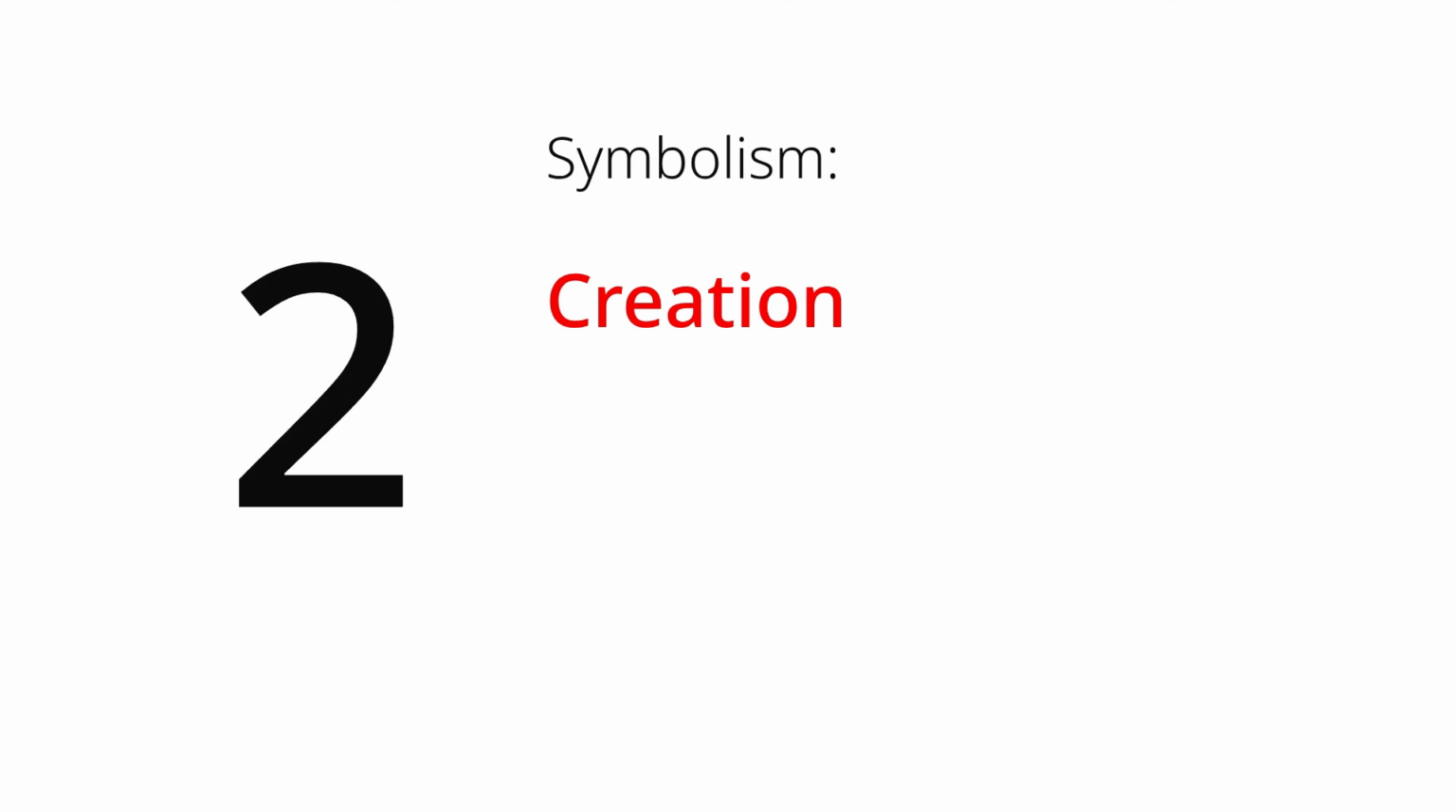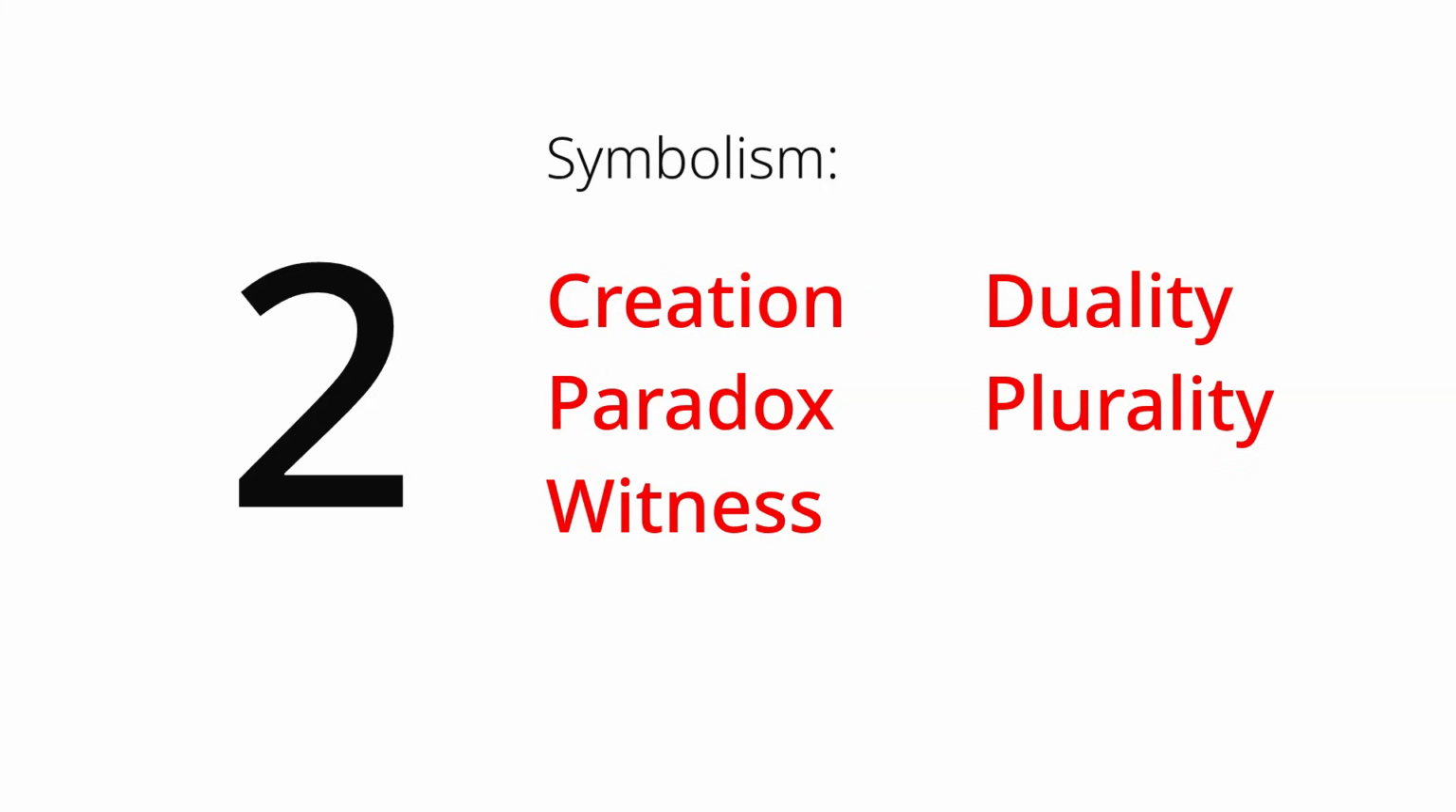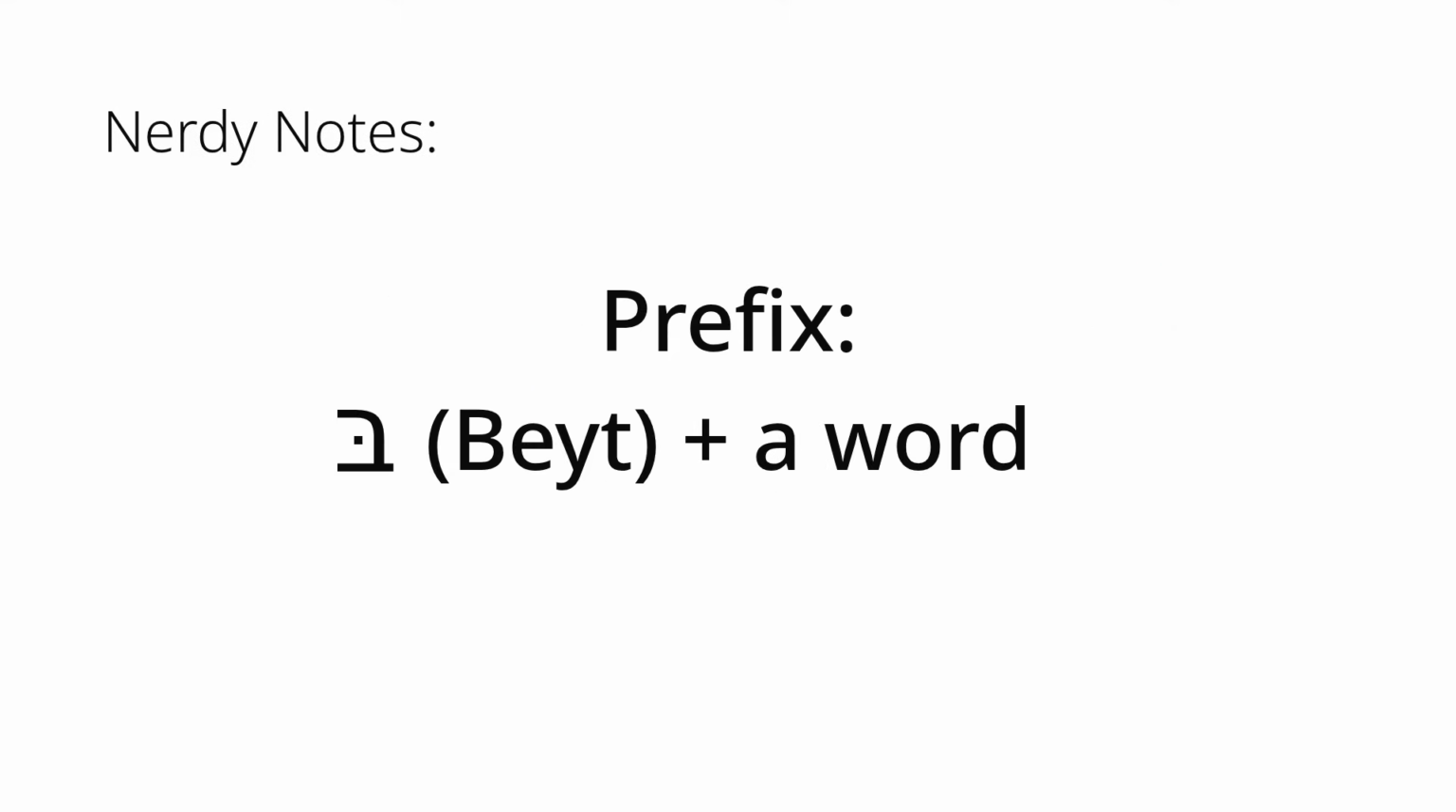Symbolism for the number 2 can be creation, paradox, and witness. It can hold the meaning of duality and plurality, and it can also point towards union, because when 2 become 1, union occurs. Beyt is not just a letter, but also functions as a prefix.